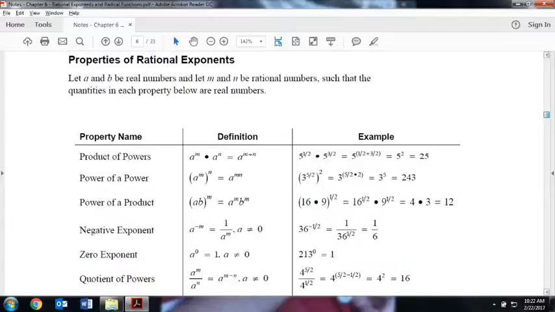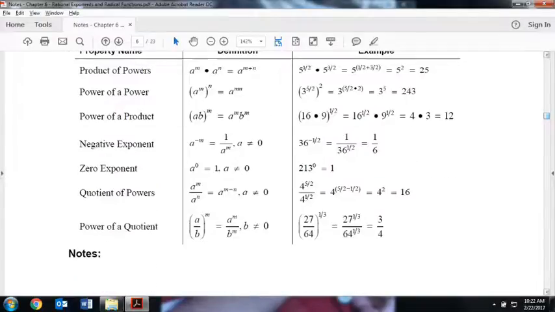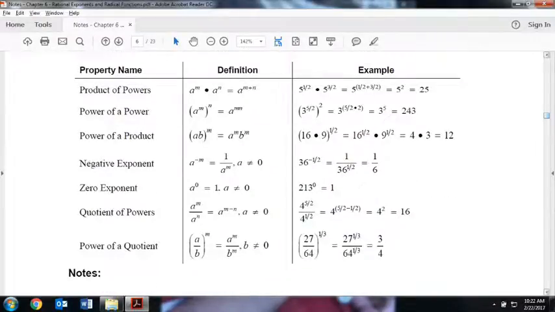All right, and these are your rules, and they're no different than anything else you've ever dealt with. When you are multiplying, you add your exponents. So, if I've got 5 to the 1/2 times 5 to the 3/2, I simply add 1/2 and 3/2, and I get 5 squared, which is 25. So if I'm multiplying, I add the exponents.